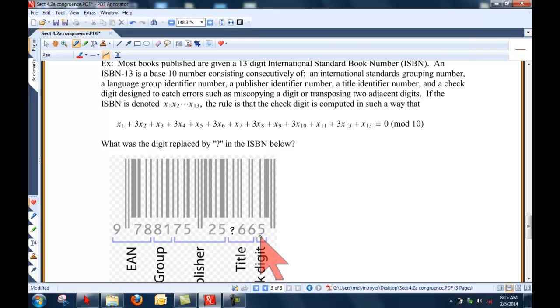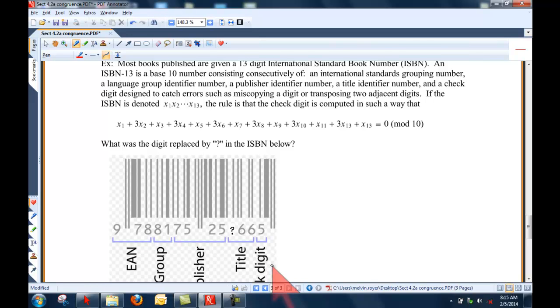If I'm keying an ISBN number in by hand into a computer, I might make one of several kinds of errors. For example, miscopying a single digit, or maybe transposing 2 adjacent digits. Those are by far the 2 most common mistakes that people make. It's possible to obviously miscopy more than 2 digits in a number, but those are the 2 most common. And by the way, we're talking about ISBN numbers here, but the UPC codes on products in grocery stores and hardware stores and so on work similarly.